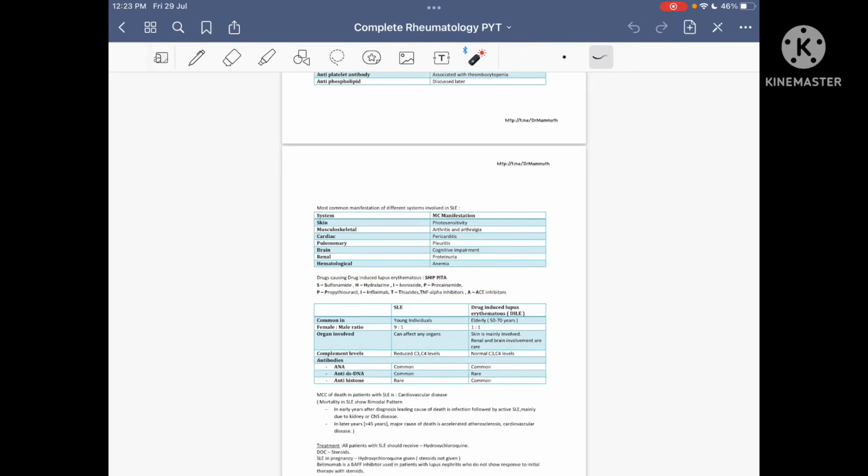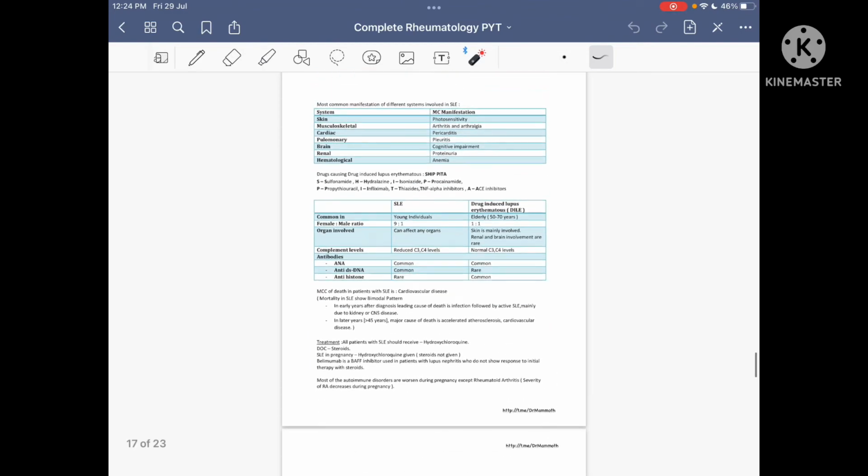Drug-induced lupus is common in elderly, female to male ratio is 1:1, whereas SLE is young and 9:1. Drugs mainly involve the skin. Renal and brain are rarely involved. Here in SLE any organ can be involved. In SLE there will be reduced C3 and C4, here you will get normal levels. ANA will be common in both, but in case of SLE the commonly done test is anti-dsDNA, and in case of drug-induced lupus erythematosus it is antihistone.